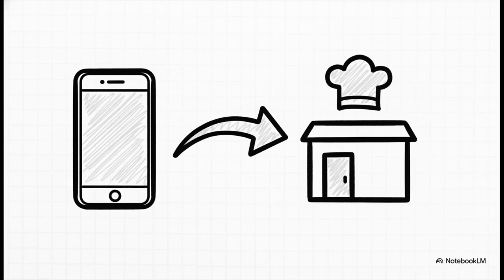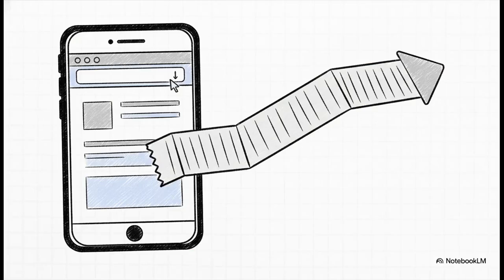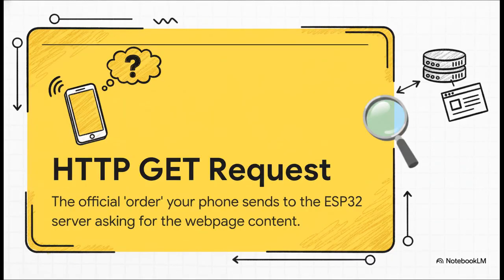Think of it like a restaurant. Your phone is the customer, and the ESP32, that's the kitchen. So you've got the customer, your phone, and the waiter. That's your ESP32. Okay, step 1. You type the IP address into your browser. That's you, the customer, placing an order. Technically, that's an HTTP GET request. Your phone is basically asking the server for the web page.